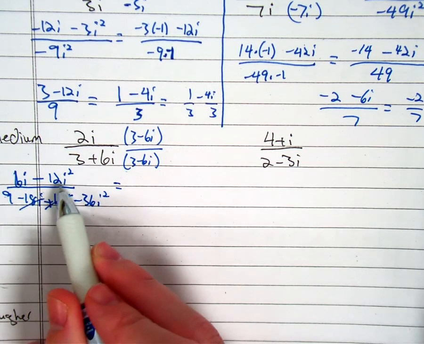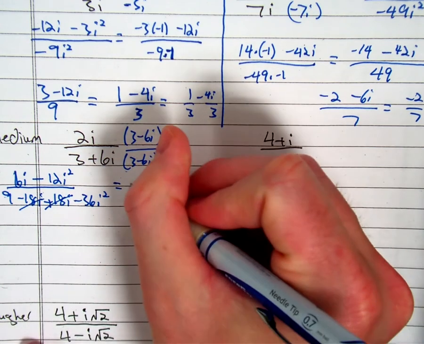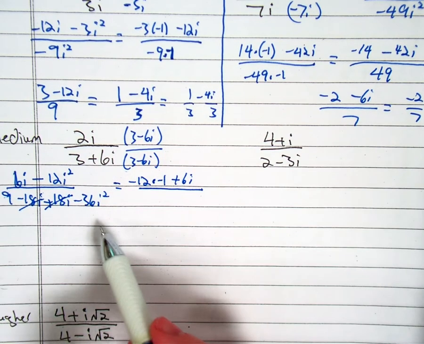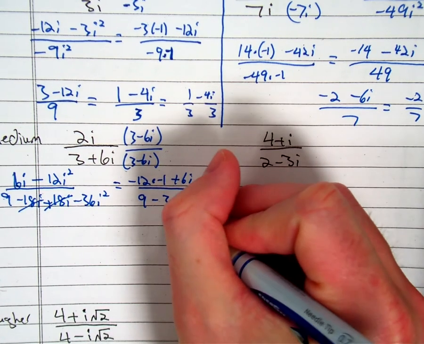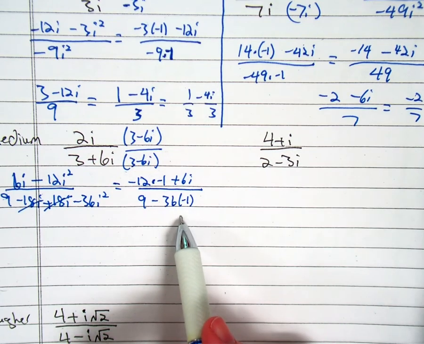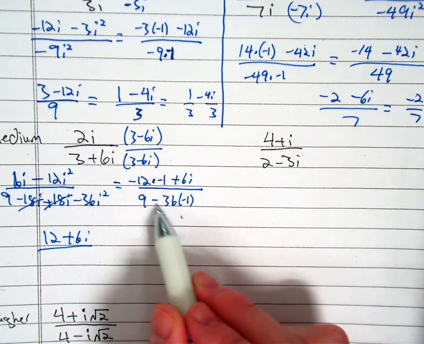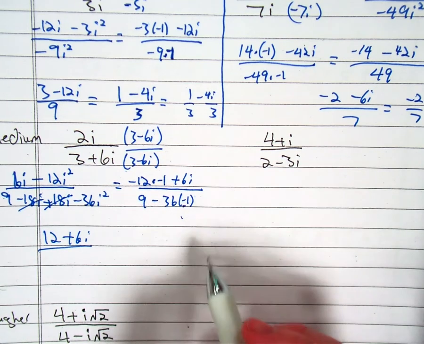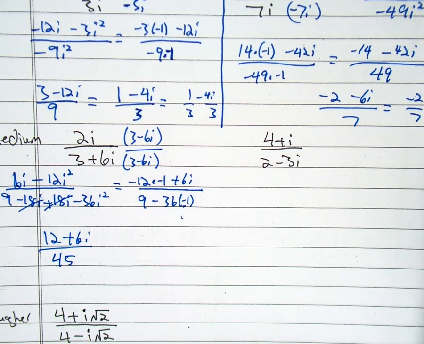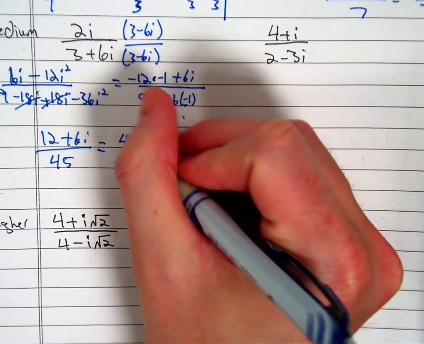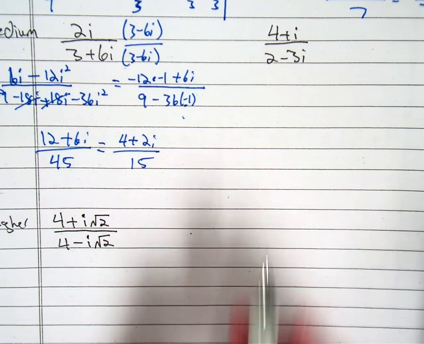Okay. Well, we're going to rearrange a little bit. This is going to be the real part. We're going to put that in front. It's going to be a negative 12 times negative 1 plus 6i on the back. And here we have 9 minus 36 times negative 1. So this is going to be a positive 12 in the front plus 6i. All right, this is going to make this a negative 36. 9 minus negative is actually a plus, so 9 plus 36. We got 45 on the bottom. Okay, and we can divide all of those by 3. So we'll have 4 plus 2i over 15.